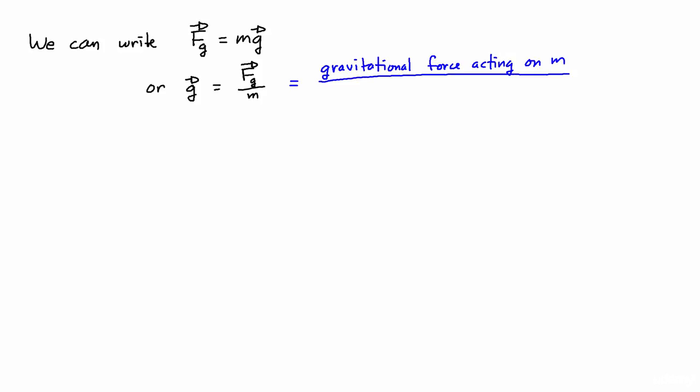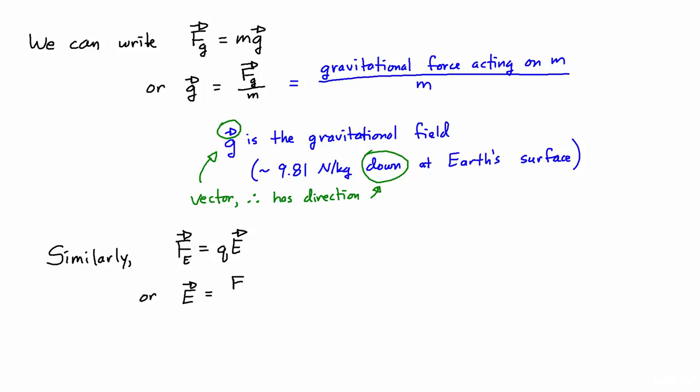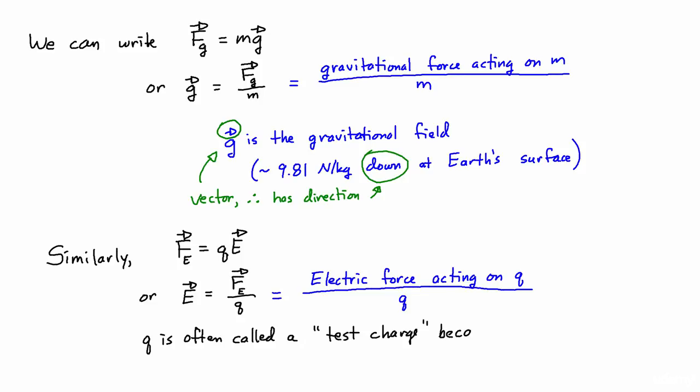Because the next step is that we can write F_g equals mg, and we can also isolate g in terms of the gravitational force acting on mass m divided by m. And g is the gravitational field, which is 9.81 newtons per kilogram down at the Earth's surface. The down is important because it's a vector. Similarly, for the electric force, we can express it as F_e equals qE, and then isolate E to get F_e over q, the electric force acting on charge q divided by q. In this form, q is often called a test charge because it is used to test or detect the value of E at any point in space.